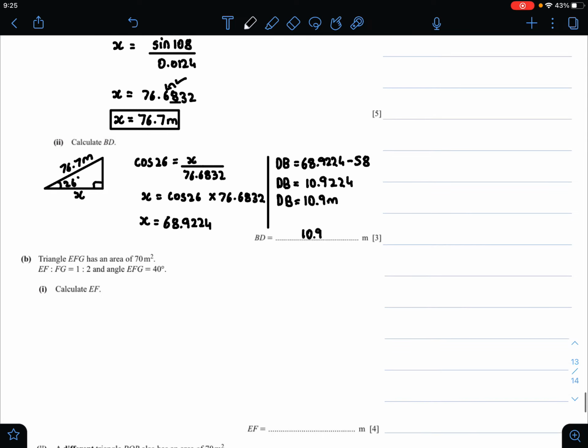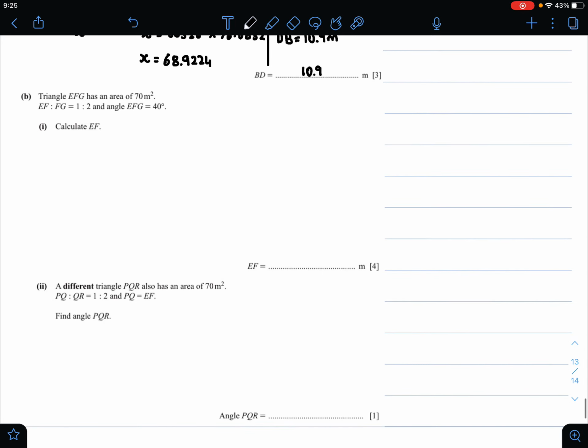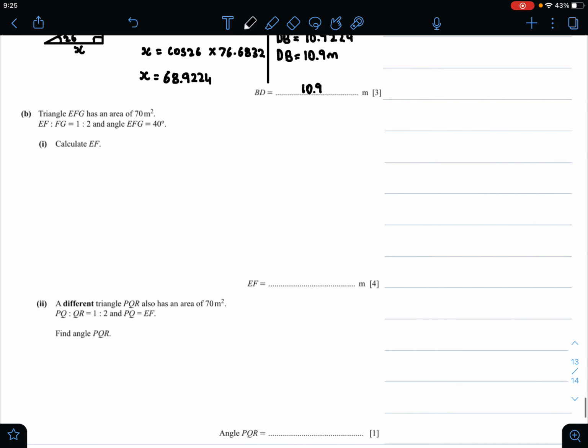Now let's move to part B1. For part B1, they are telling us triangle EFG has an area of 70 meters square. EF to FG is in the ratio of 1:2. So we can say that one of the sides is x and the other side will be 2x, and angle EFG is equal to 40 degrees. So we know that this angle is in between both those sides because F is the angle between the sides EF and FG.